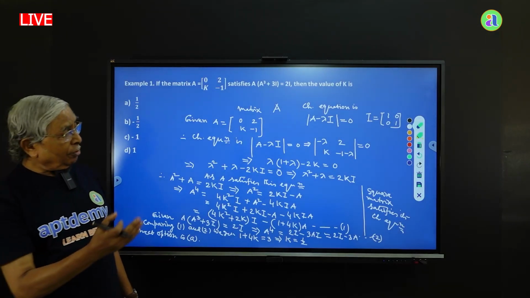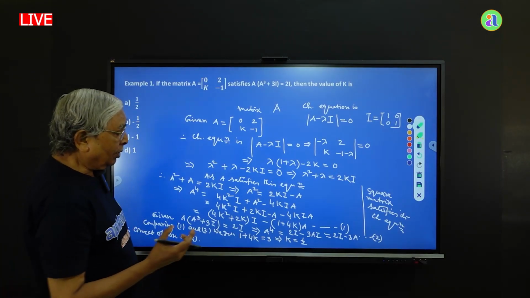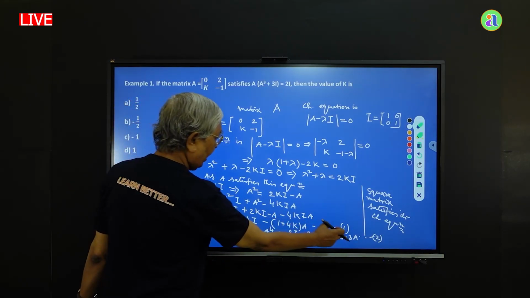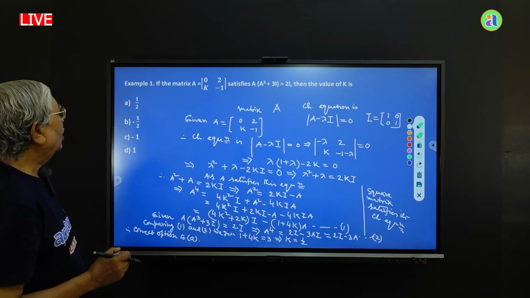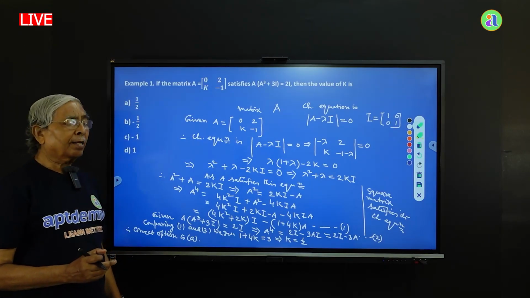Now compare this to the equation 1 and 2. So from this you can write 1 plus 4k is equal to 3. Therefore you will get k is equal to half. So the correct option is A.